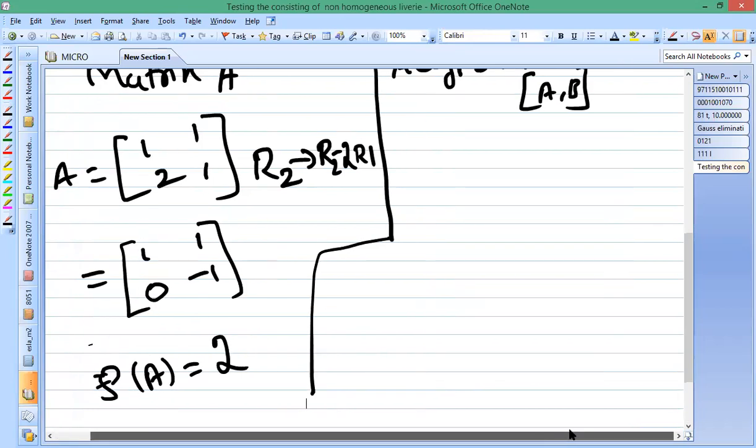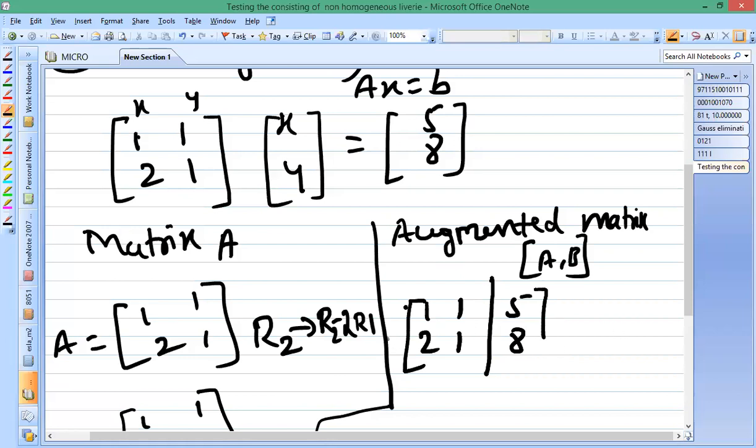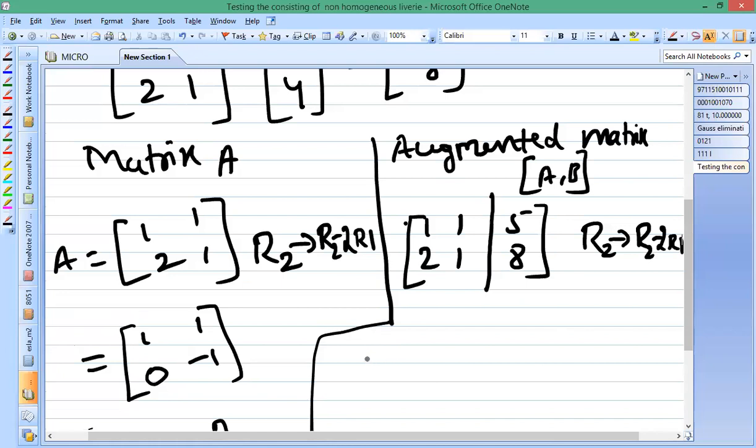In the second column, as I told, we are going to club the elements of matrix A with the elements of the right hand side B. So here we can write this as 1, 1, 2, 1. Along with that, you make a vertical line. You have to differentiate this. So 5, 8. For this also, apply the transformation R2 minus 2R1. What does R2 minus 2R1 result in? Here the first row will remain the same, it will not change.